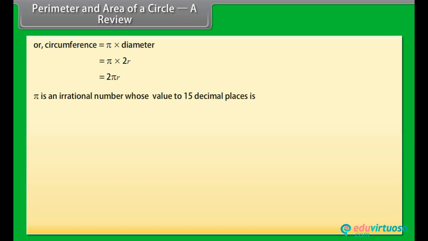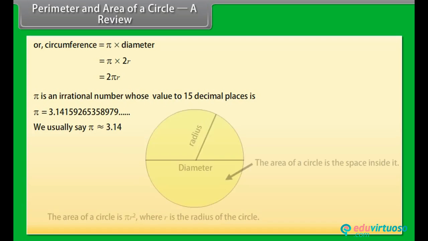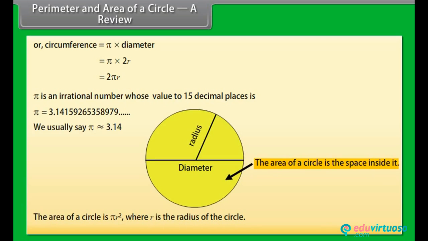Pi is an irrational number whose value to 15 decimal places is 3.14159265358979. We usually say pi is approximately equal to 3.14. The area of a circle is found to be pi r square, where r is the radius of the circle.